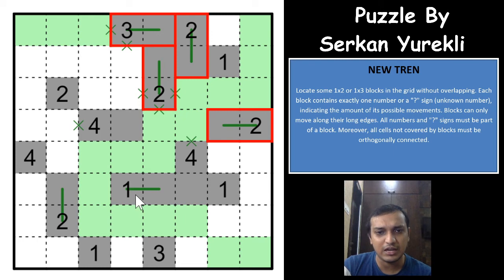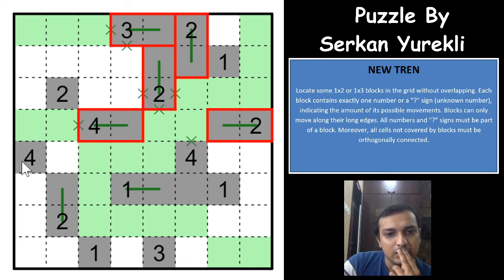Now 1 has already a block, so this block would have to be part of the 4, and that directly gives you 2 unshaded cells here. So for the 4 to be fulfilled, right? Awesome. So which means you formed a block for 4 also.